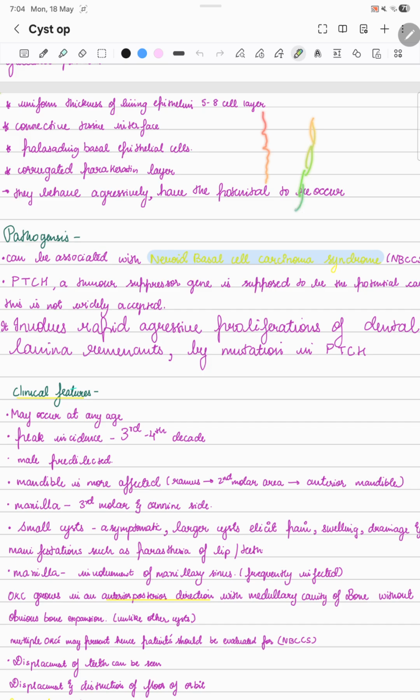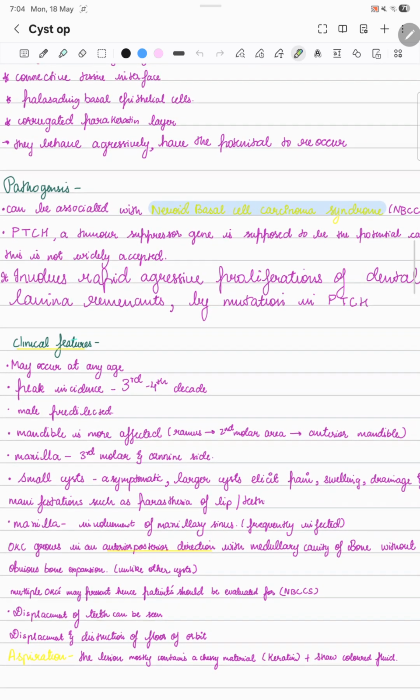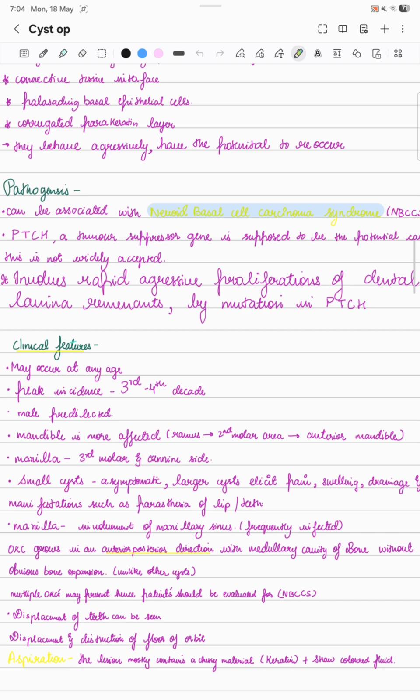When you draw these epithelial cells, they resemble your corrugate pattern. Okay, this is your corrugate pattern, and they behave aggressively and have a potential to recur. This is very important, very important. Their recurrence is very notable.